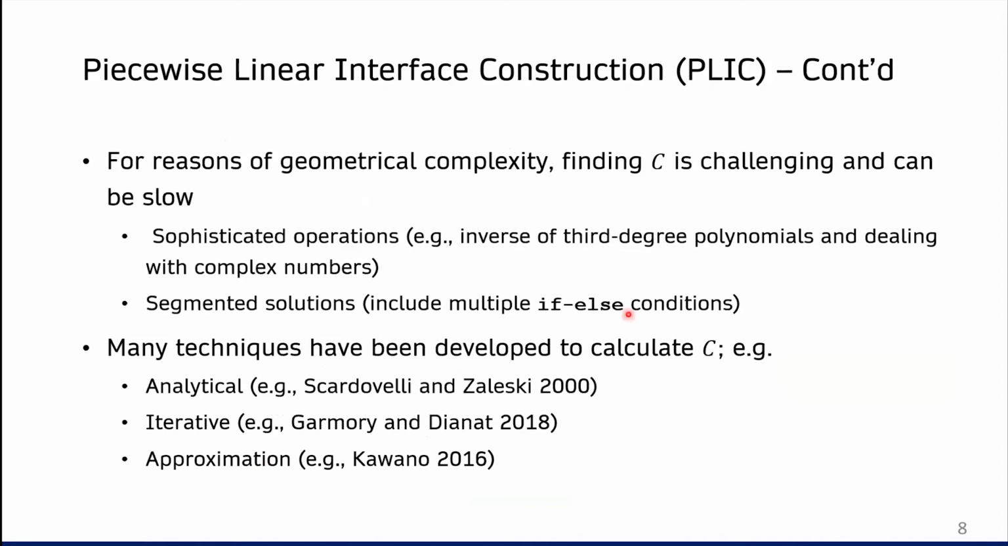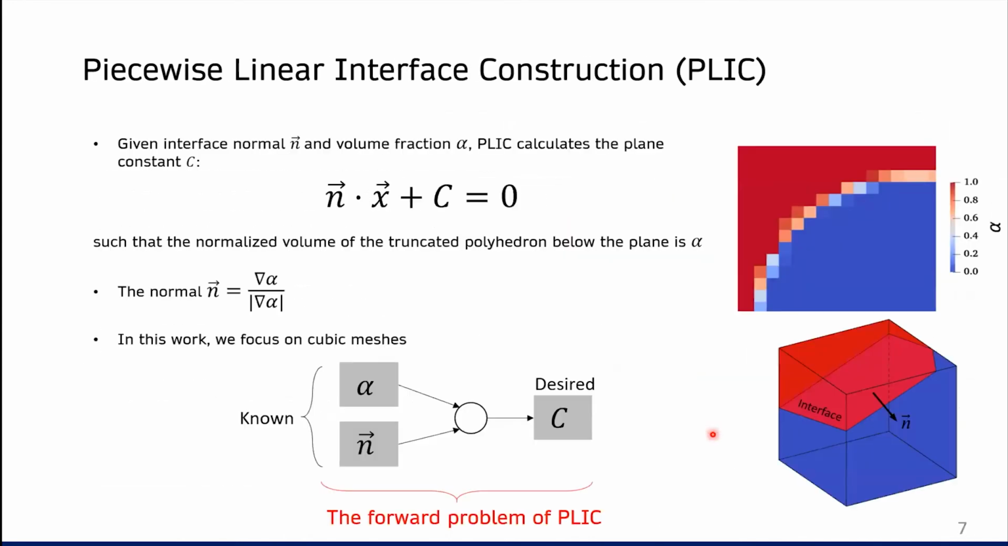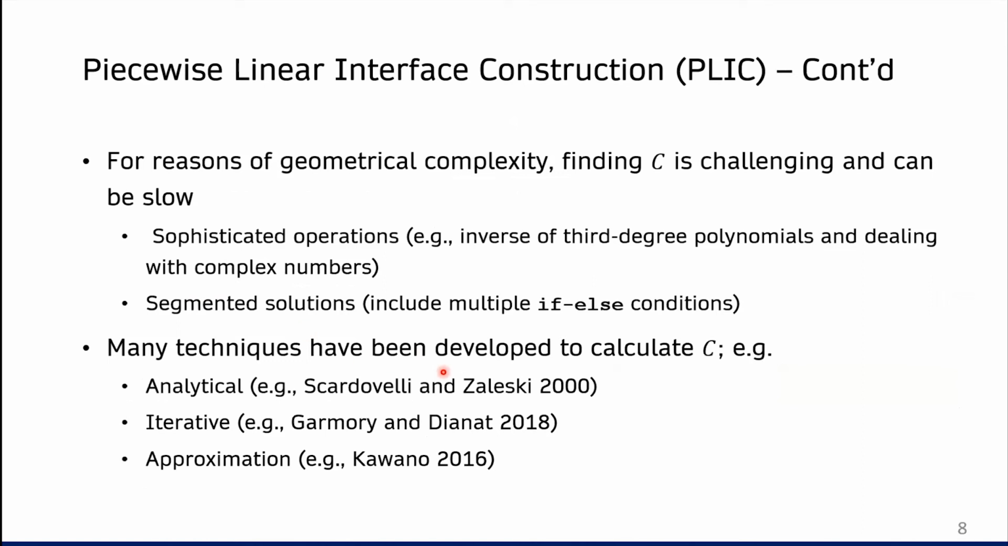As I explained, this can be complex because there are sophisticated operations involved in calculating the C. You have to deal with inverse of third degree polynomials, and complex numbers show up, and when they show up, you have to eliminate them, and computers are very optimized in calculating complex number operations. And the solutions are segmented. For example, depending on where you place that plane, the polyhedron shape changes. If I go back for 1 second to show you this example, the shape of the polyhedron is different. They have different numbers of faces. So that means that the solution to the PELIC will be segmented.